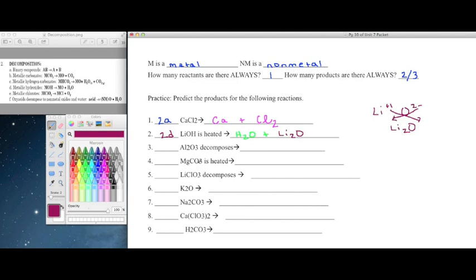All right? So I'm going to have us do 2 more together, and then I'm going to have you guys complete the rest. All right, so we're going to do 4 quickly. We're going to skip 3. You can do 3 already. Okay. 4, I have Mg and CO3.